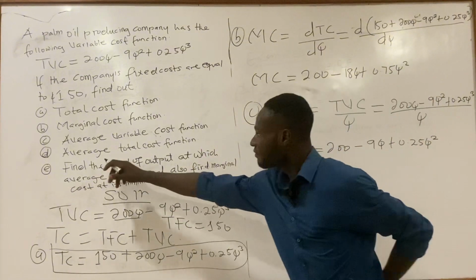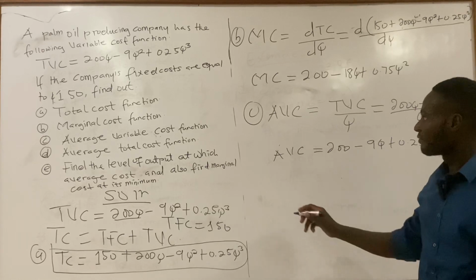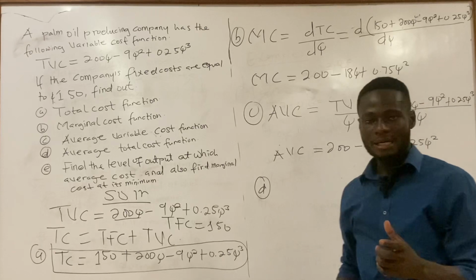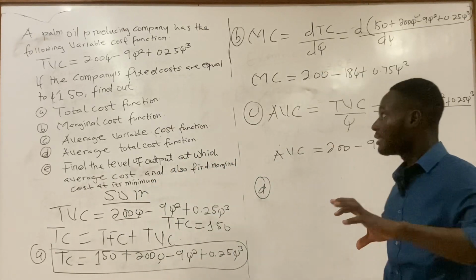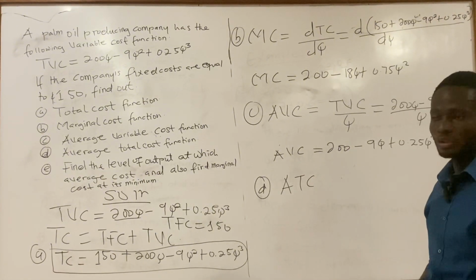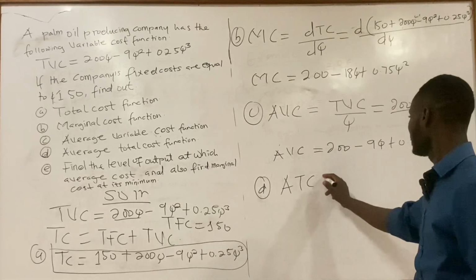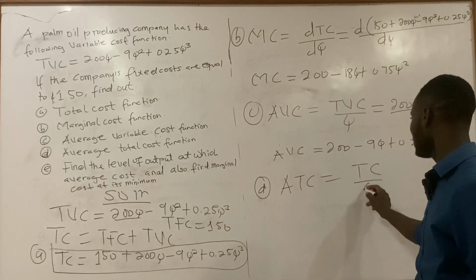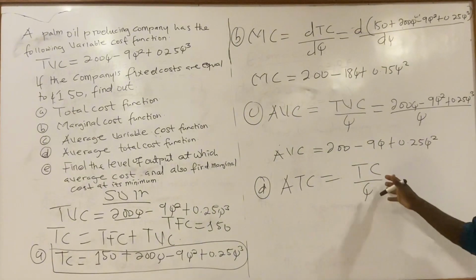They said we should find the average total cost function. Finding the average total cost function, that is the ATC, we know that our ATC is equal to TC over Q. So ATC is equal to TC over Q.